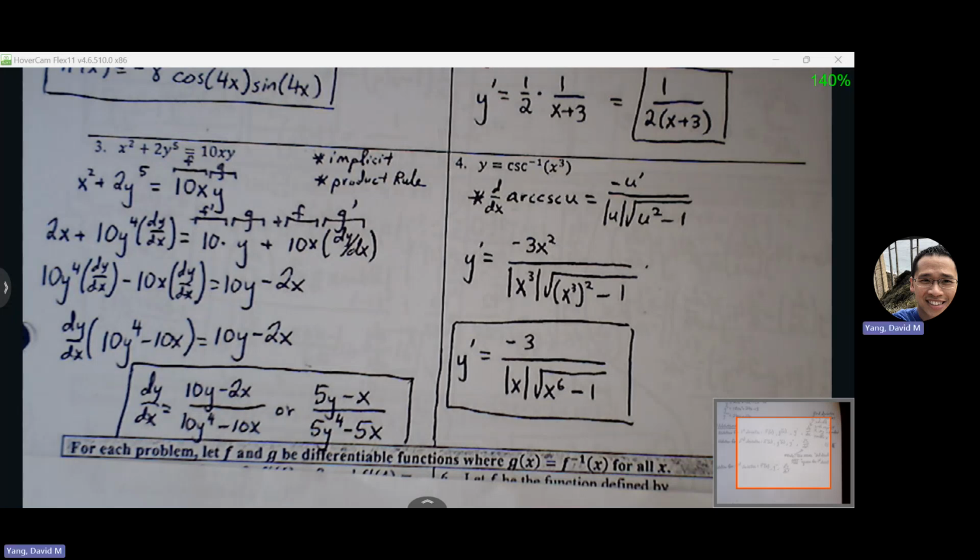Remember, with arc trig, there's basically only 3 rules, right? You've got arc sine, arc tangent, arc secant, and arc cosecant is basically the same thing as arc secant. It's just with the negative.